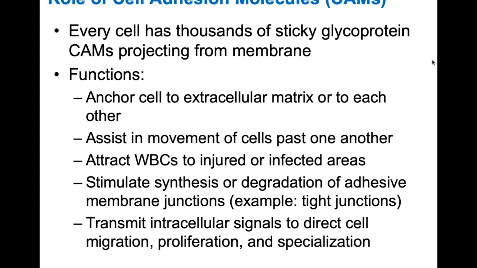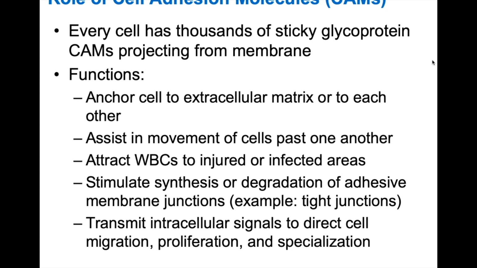So what do these do, the functions of a CAM? They anchor the cell to extracellular matrix or to each other. So 2 cells can be anchored to each other with the help of our glycoprotein CAMs. They can assist in the movement of cells one past another. So for like movement of our cells and anchoring.